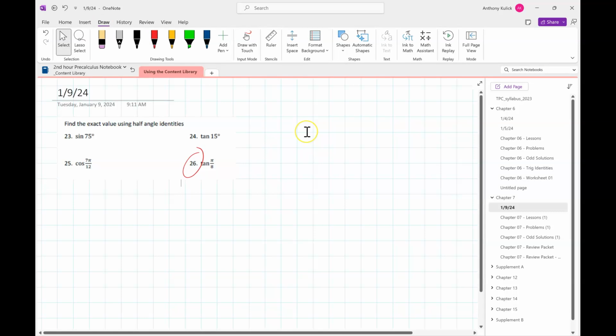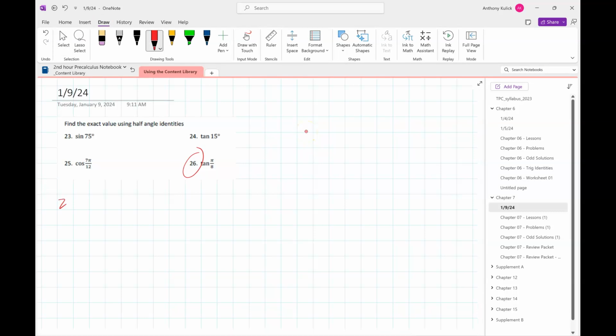So tan of pi over 8. Here we're asked to use half angles. I would start by converting the pi over 8 to degrees. When I take 180 and divide it by 8, I get 22.5.